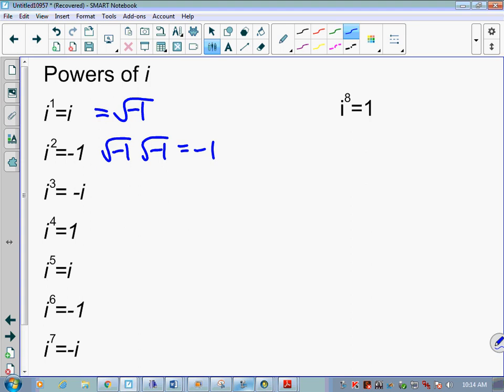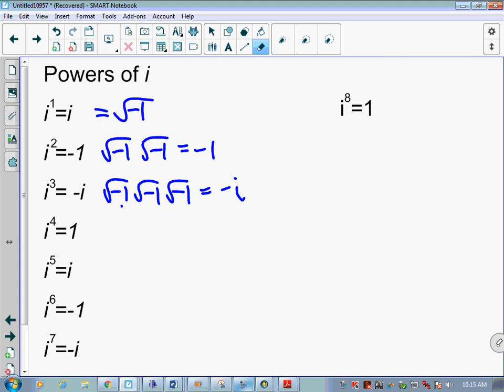Okay? But then whenever we get to i cubed, we have the square root of negative 1 times the square root of negative 1 times the square root of negative 1, where all of these are i cubed. Here I get negative 1 times negative 1, so that's negative 1 times the square root of negative 1, and this is the same as i, so it's like saying negative 1 times i, so I'm left with negative i. That's how I get negative i out of that.